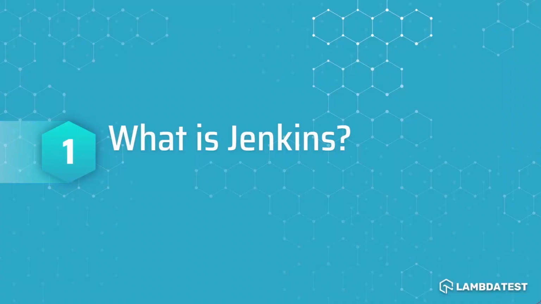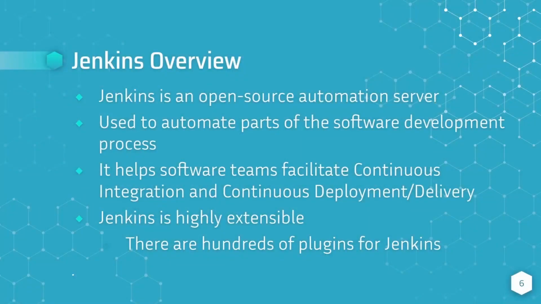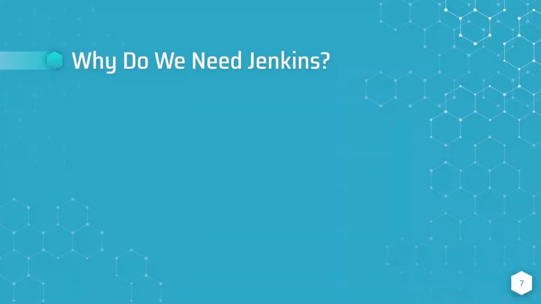What is Jenkins? Jenkins is an open source automation server, and we use Jenkins to automate certain steps in the software development process. Jenkins helps software teams facilitate continuous integration and continuous deployment or delivery. In addition, Jenkins is a highly extensible tool. There are hundreds of plugins for Jenkins, and these plugins add functionality to Jenkins, or they enable Jenkins to integrate with other tools of the software development process.